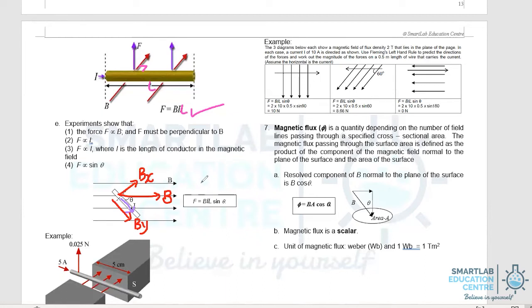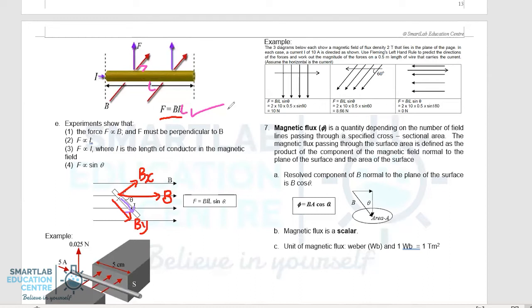And hence, when deploying the formula F equal to BIL, we have to note that B has to be perpendicular to the force F. And in this example that is given, you will find that F will now be equal to BxIL. And Bx is equal to B sine theta. Hence, because of that, we'll end up with the expression of F equal to BIL sine theta.